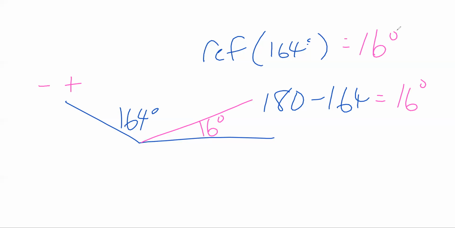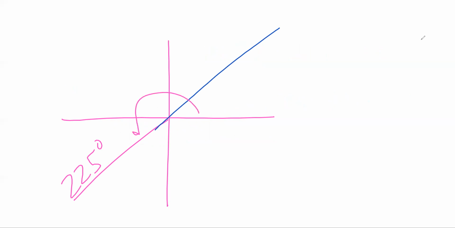Now that was the situation for quadrant 2. If I wanted to go to something in quadrant 3, like let's say I have an angle like 225 in quadrant 3, the reference angle would just be the angle pointing in the other direction. And that angle would be 45 degrees. So if you're in quadrant 3, you could just subtract 180.